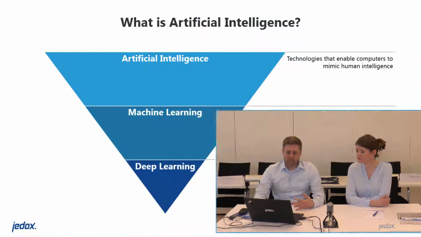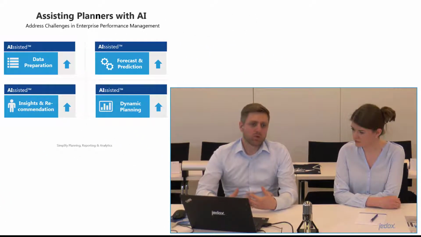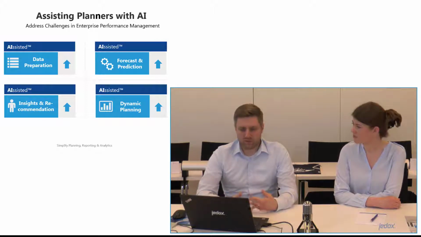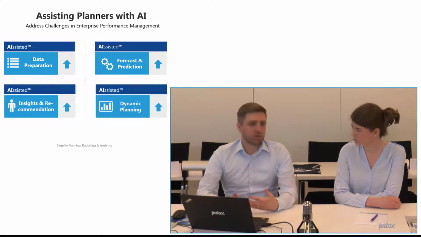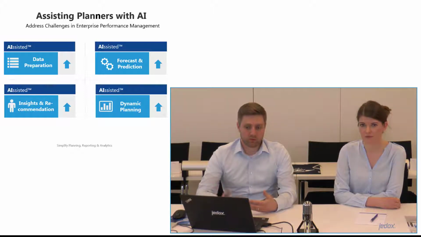To show you a little bit more of what we can do with artificial intelligence at Jedox, I will show you this. We built a service called Assisted Planning, and we have different core components here. What we want to do with all of these services is assist the planner. We want to give suggestions, recommendations.